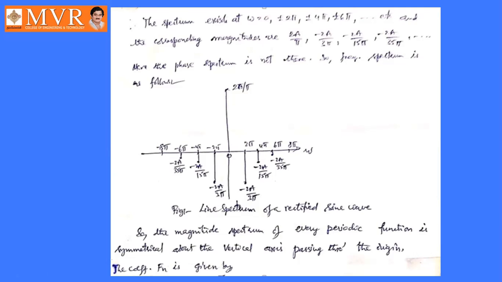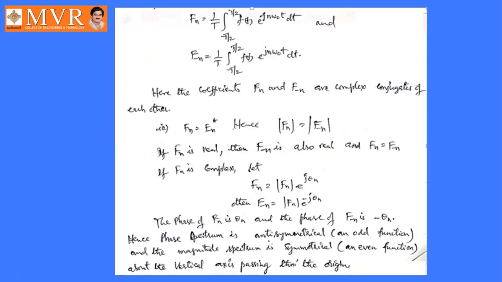The coefficient Fn is given by Fn equal to 1 by T into integral from minus T by 2 to plus T by 2 of f of t into e power minus jn omega naught t dt, and F minus n equal to 1 by T into integral from minus T by 2 to plus T by 2 of f of t into e power plus jn omega naught t dt, right? Here the coefficients Fn and F minus n are complex conjugates of each other. That is, Fn is F minus n star, and magnitude of Fn is magnitude of F minus n.